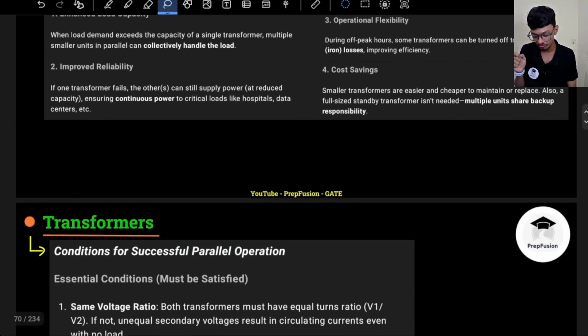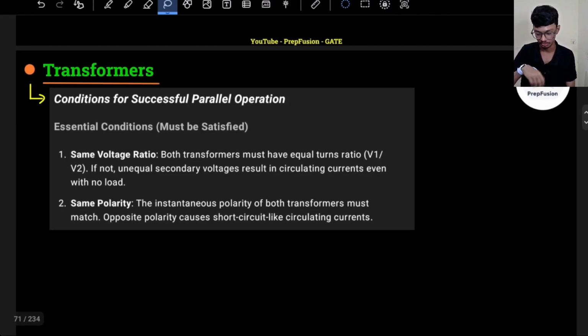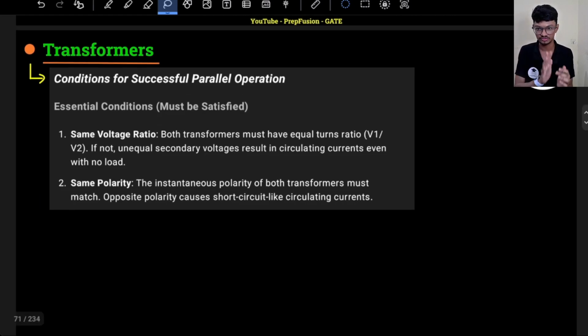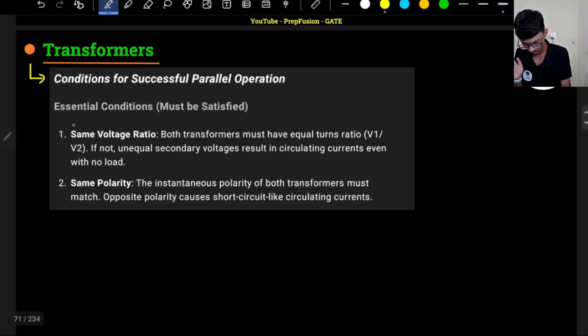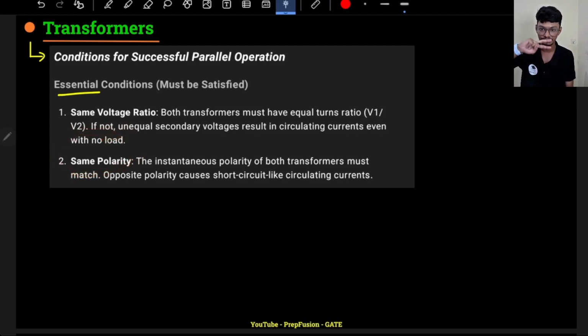Now let's come to a few conditions for successful parallel operation. Don't worry, one by one we will discuss and prove why they are required. There are two types of conditions. One is essential condition; essential means it is mandatory. It has to be satisfied no matter what. The first essential condition is that there must be the same voltage ratio. Why? I will explain. And they must be connected in the same polarity.